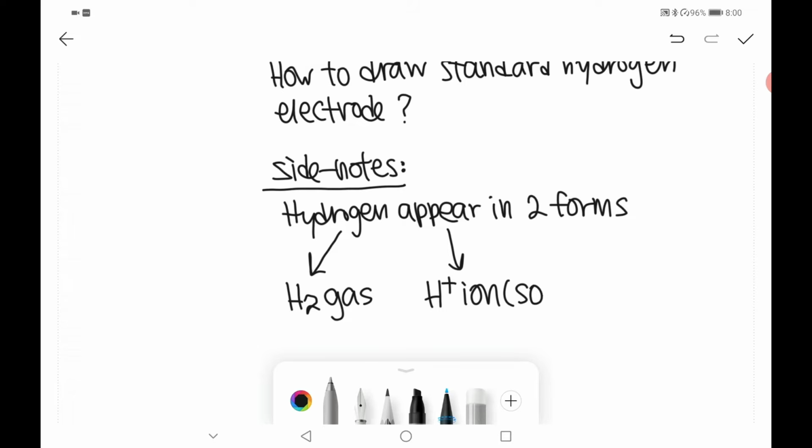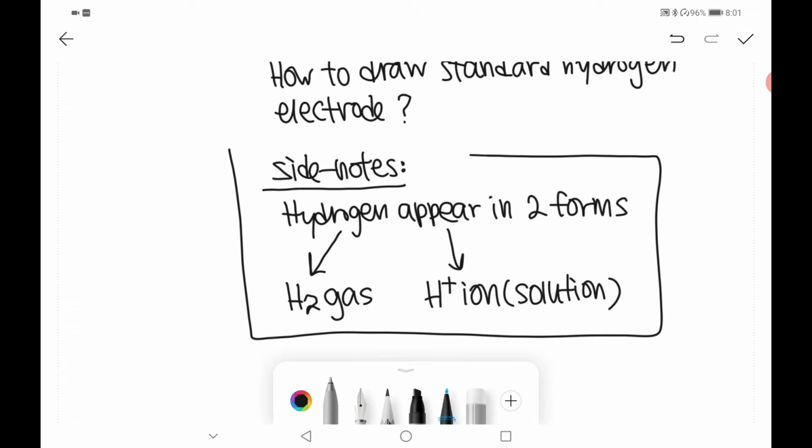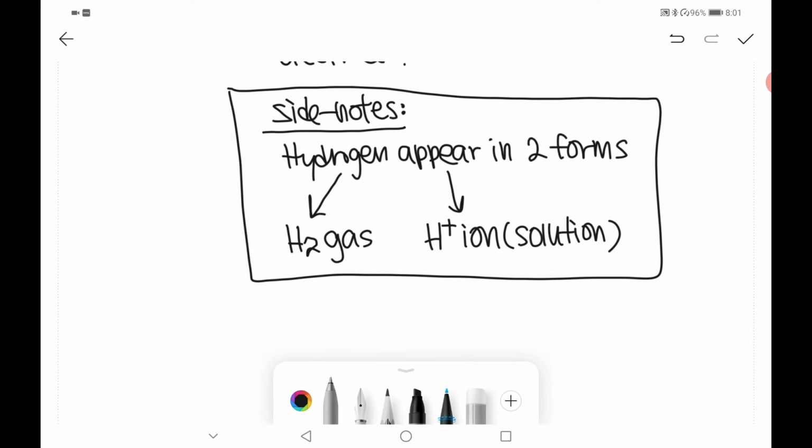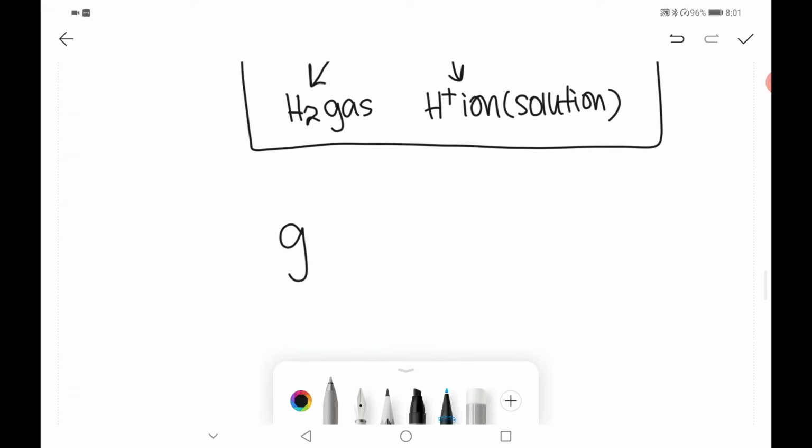So for SPM, hydrogen only appears in two forms. One is the gas form, which is H2. The other is the solution form, H plus. They won't give you hydrogen in a solid form. So hydrogen in a gas must be H2, and hydrogen in a solution or liquid must be H plus. These are the two forms of hydrogen that you need to know for your SPM.